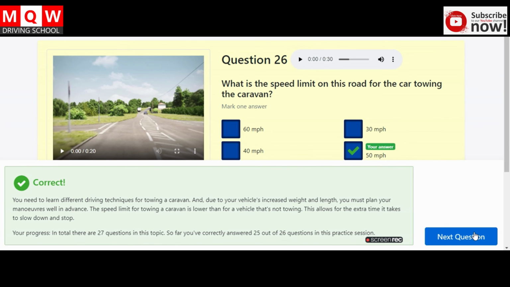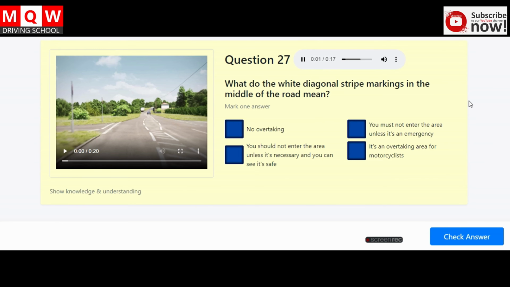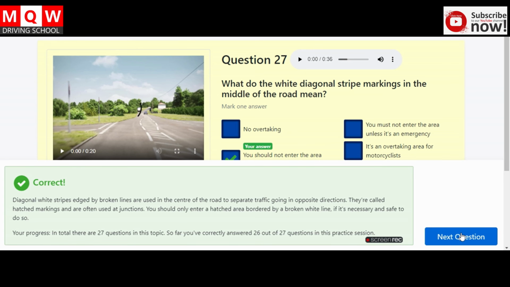Next one. What do the white diagonal stripe markings in the middle of the road mean? No overtaking. You must not enter the area unless it's an emergency. You should not enter the area unless it's necessary and you can see it's safe. It's an overtaking area for motorcyclists. This is not a special overtaking area, so not this one. It does not mean you are not allowed. You are allowed. It's the broken lines. You must not enter unless it's an emergency. It's nothing like this. So you can enter if you think it's clear and you need to use it, and that is your answer. So this was the last question.